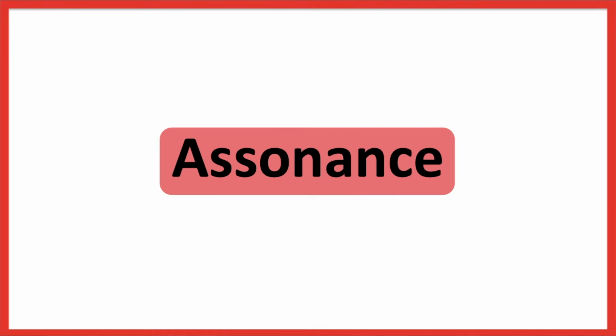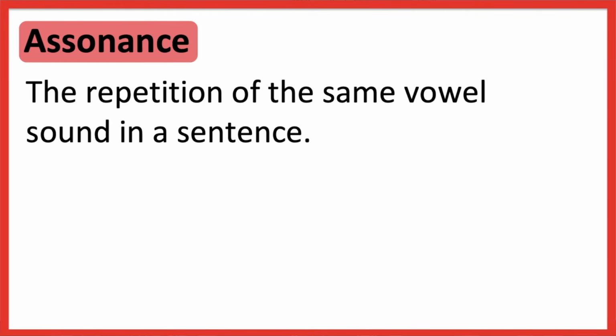Assonance. In this video, we will learn about assonance. Assonance is the repetition of the same vowel sound in a sentence. This language device is used to make writing more interesting and fun for the reader. Assonance is usually used in poems. It also creates rhythm, sets the mood, and allows the sentences to flow.